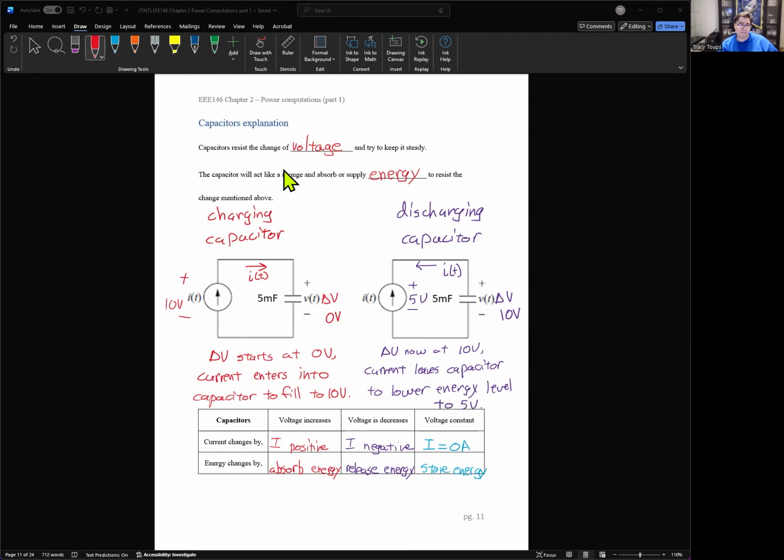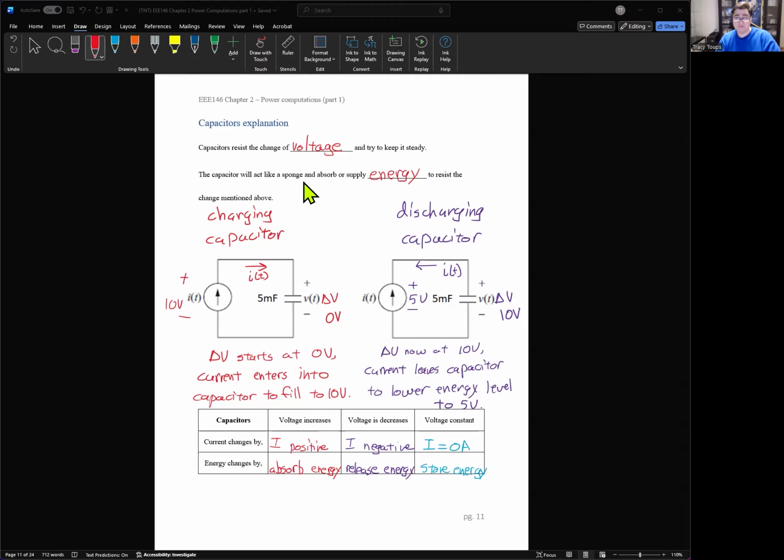Okay? Capacitors always resist the change of voltage. Inductors resist change of current. Capacitors resist the change in voltage and try to keep it steady as much as possible until it runs out of energy. Okay? A capacitor will always act like a sponge and absorb or supply energy to resist the change in voltage. Okay? And the capacitor will store its energy in an electric field. Inductors use magnetic fields. Capacitors use electric fields, if you remember from 161.